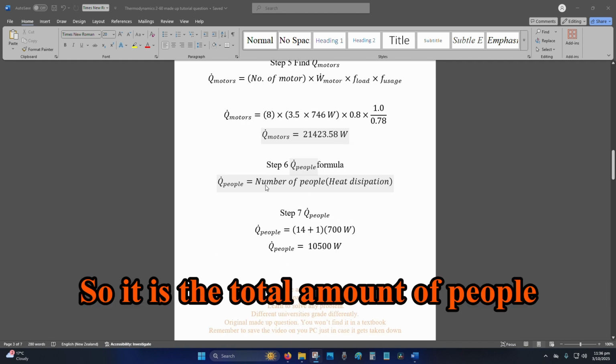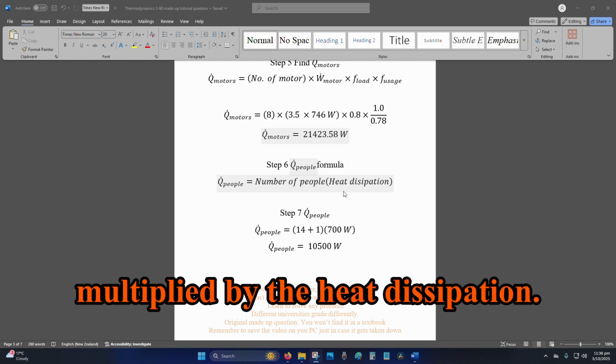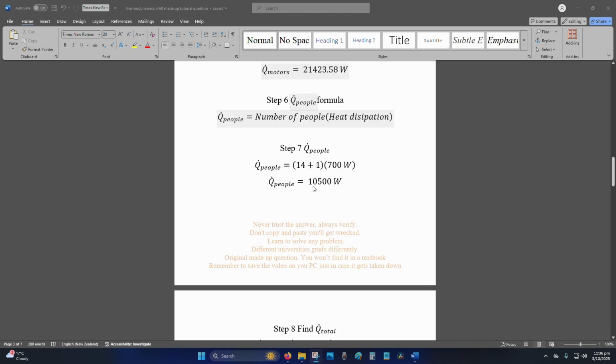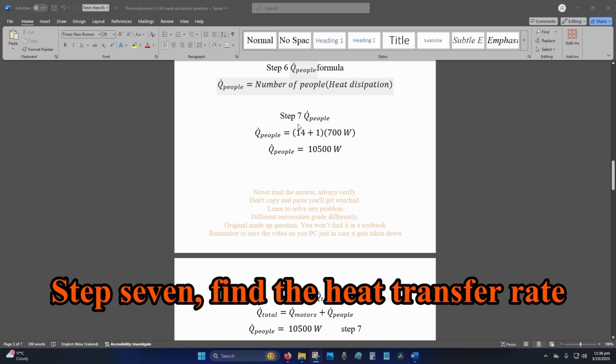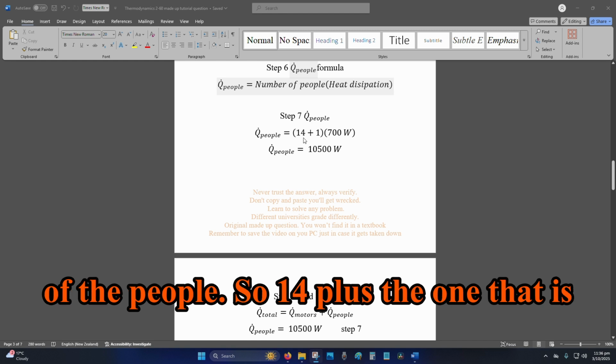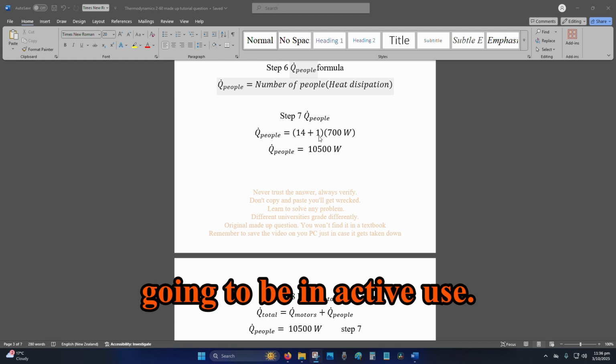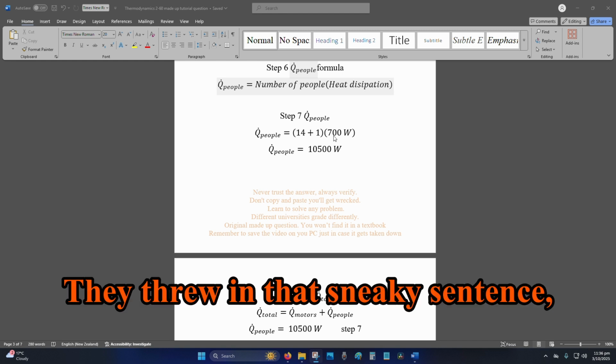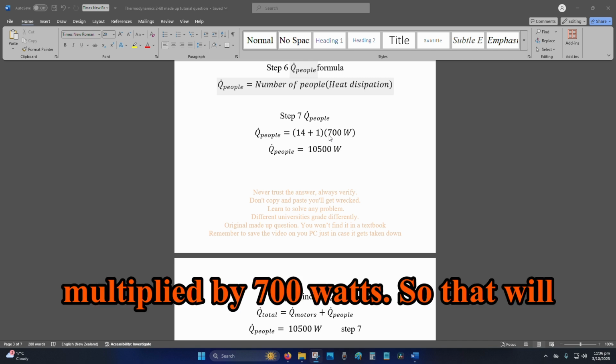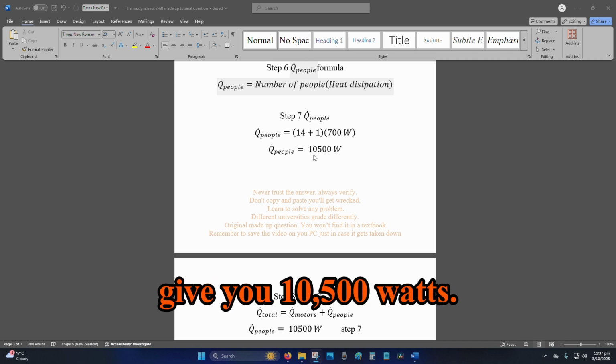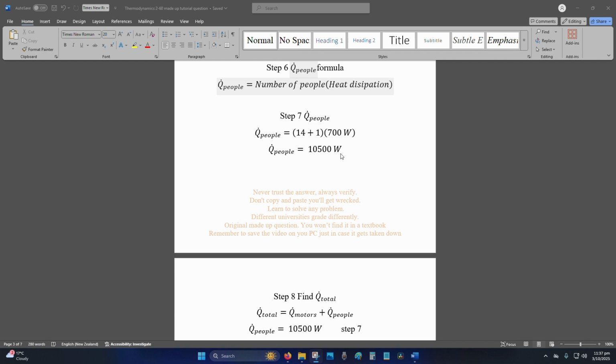Step 6, find the formula of the heat transfer rate for people. So it is the total amount of people multiplied by the heat dissipation. Step 7, find the heat transfer rate of the people. So 14 plus the 1 that is going to be in active use. They threw in that sneaky sentence. Multiplied by 700 watts. So that'll give you 10,500 watts.